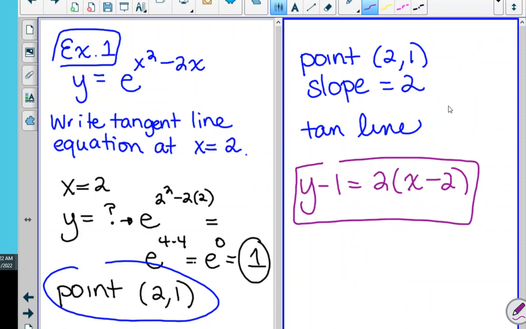Okay, so using what we did last time with the derivative, using the Unit 2 concept of writing a tangent line, we've now extended this application to an exponential function.